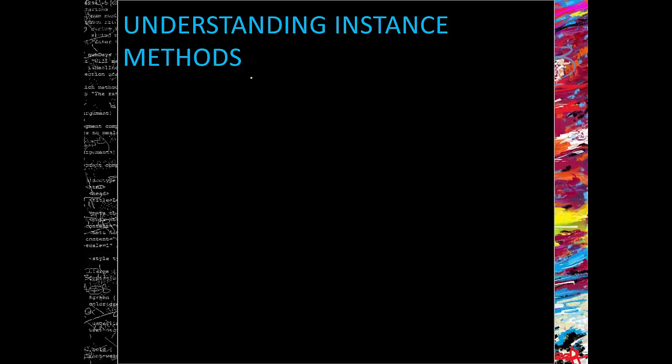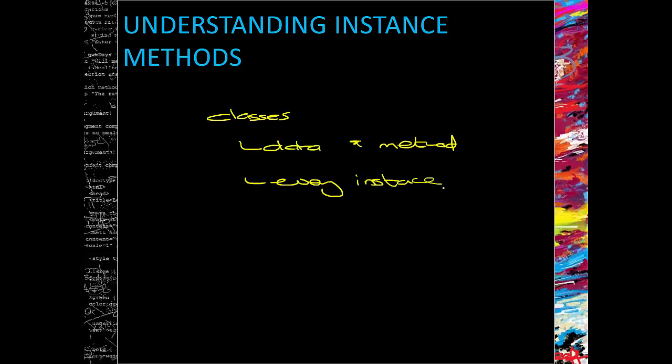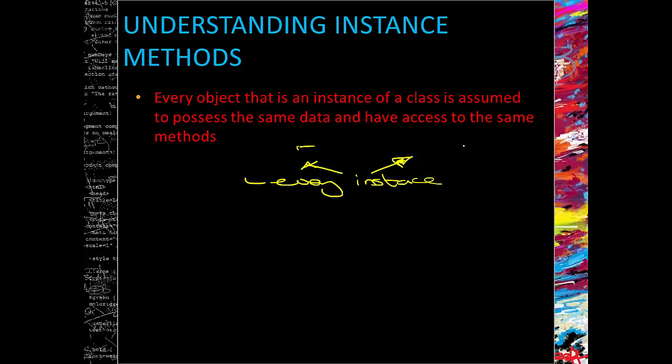To understand instance methods, we need to recap what we already know about classes. We know that they contain data as well as methods to manipulate that data, correct? We also know that every instance of a class possesses the same data and the same methods of that class. So all in all, every object that is an instance of a class is assumed to possess the same data and have access to the same methods, correct?